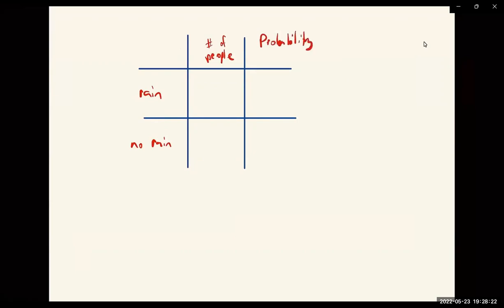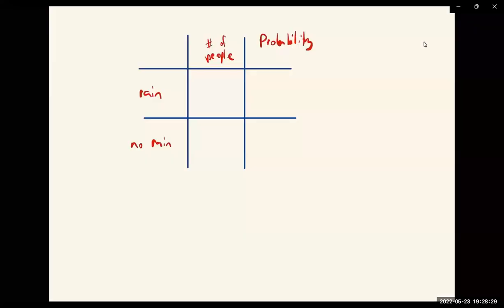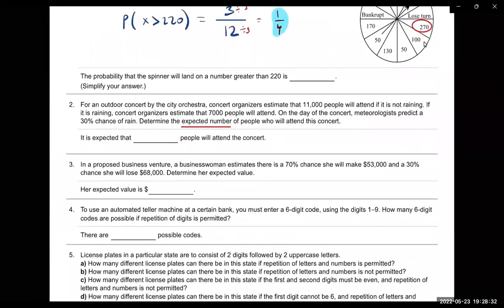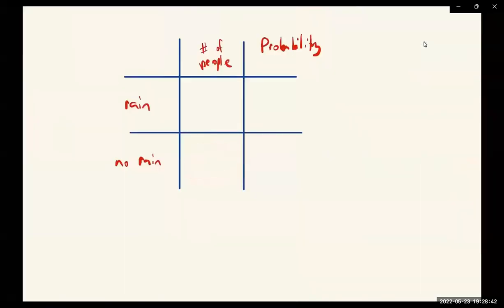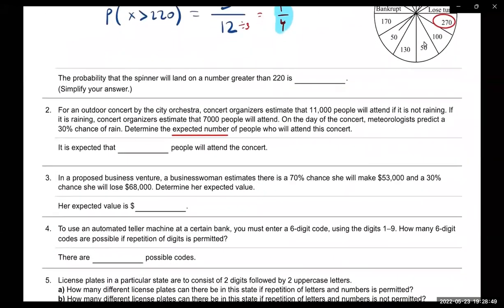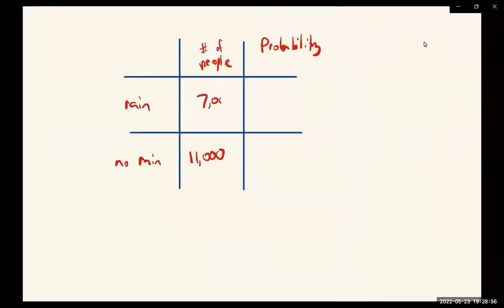All right, so if it rains, how many people are expected to go? Let's see, 11,000 people will attend if it is not raining. So 11,000 if it's not raining, right there. And if it is raining, 7,000 people will attend if it is raining. So that would be this one.